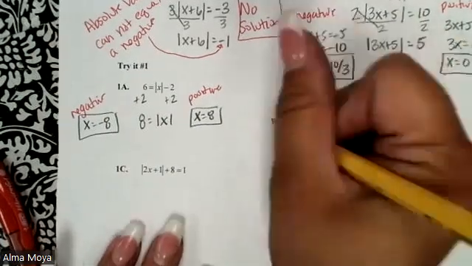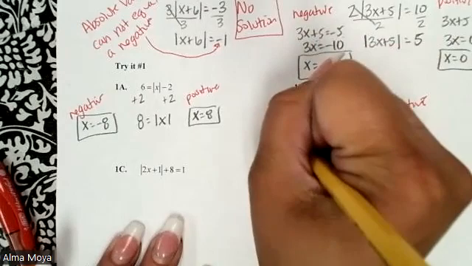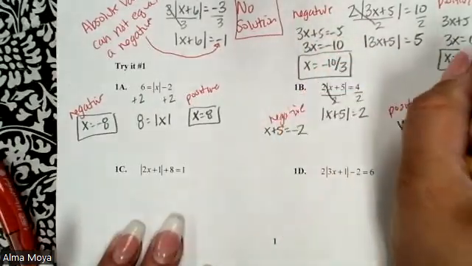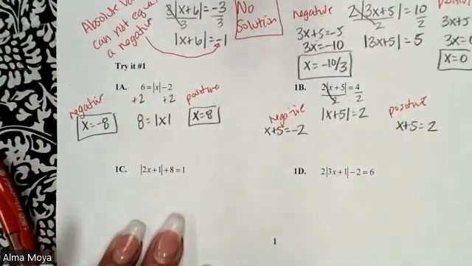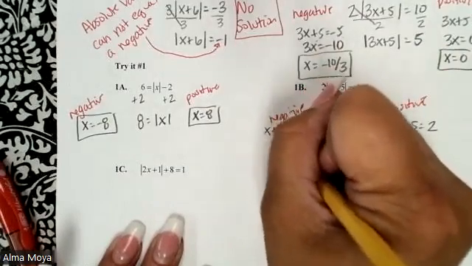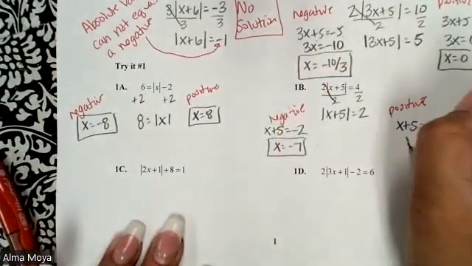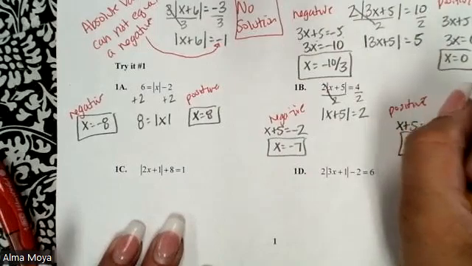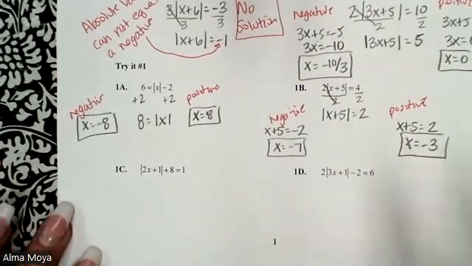So now here, I'm going to have x plus 5 equals a negative 2. X plus 5 equals a positive 2. Subtract 5 to both sides, so I get a negative 7 here, and I get a negative 3 here. So those are the answers there.